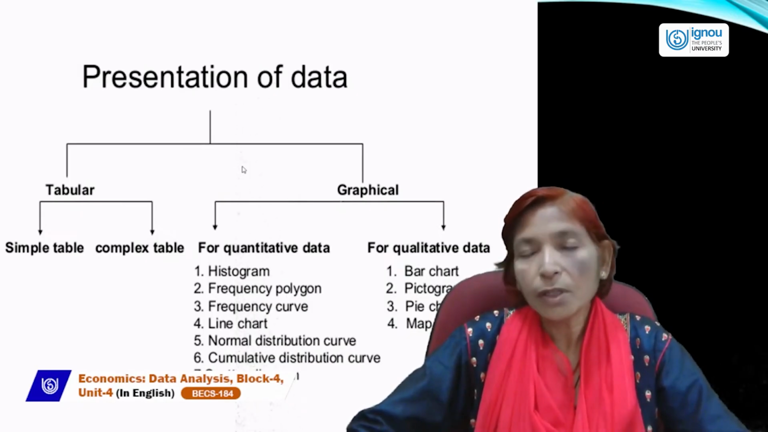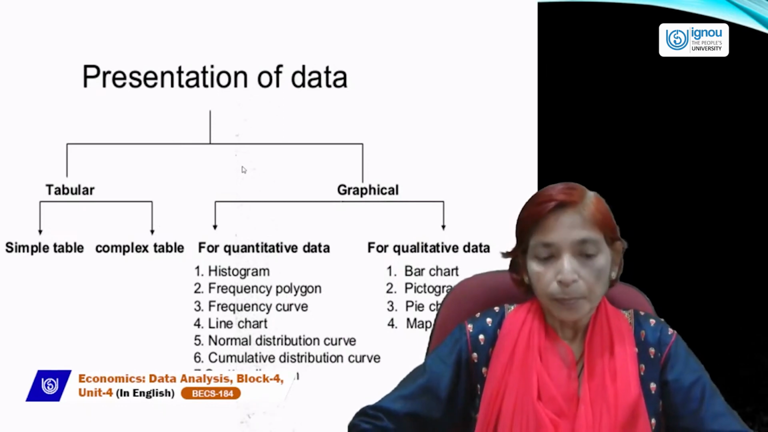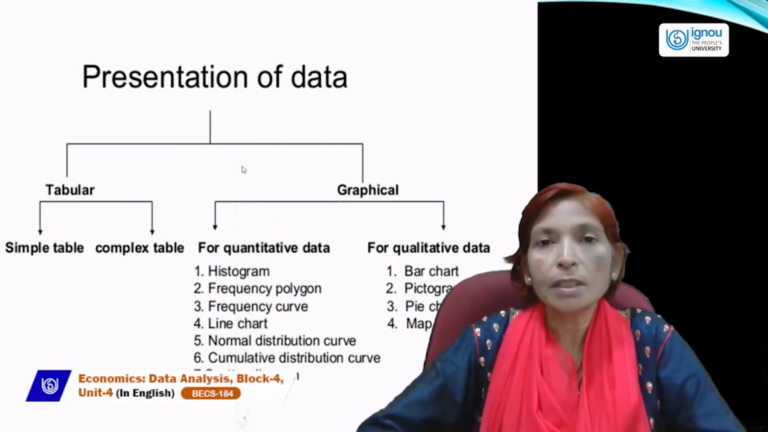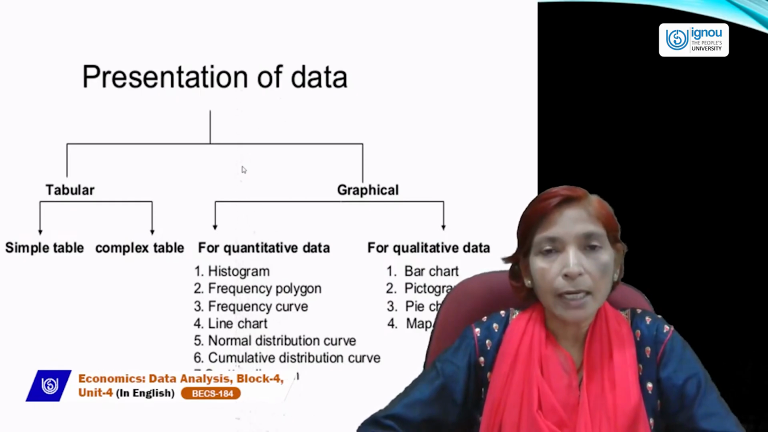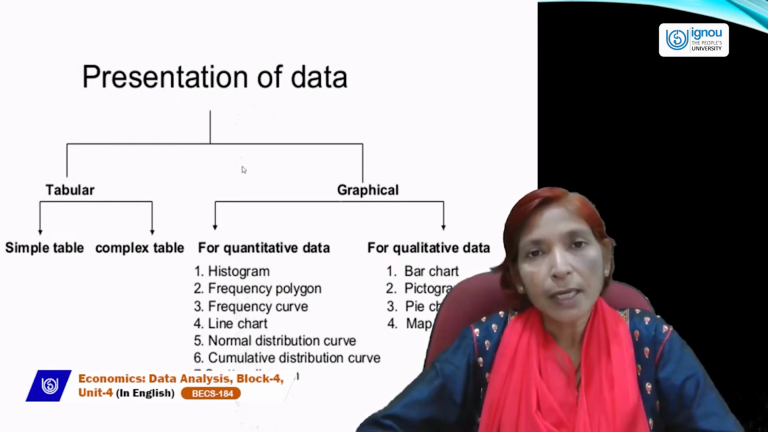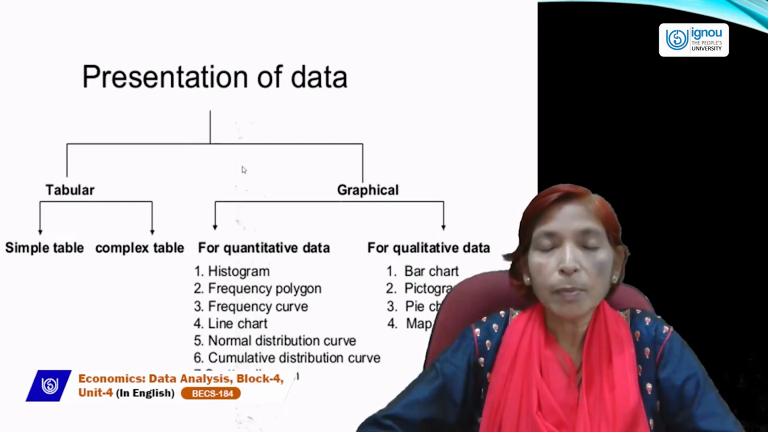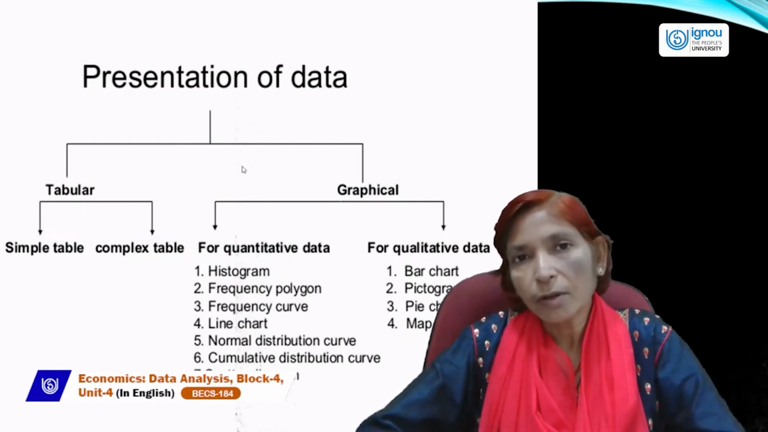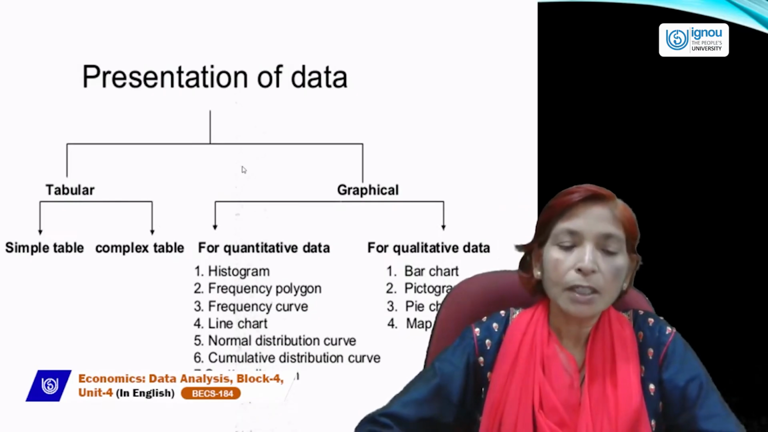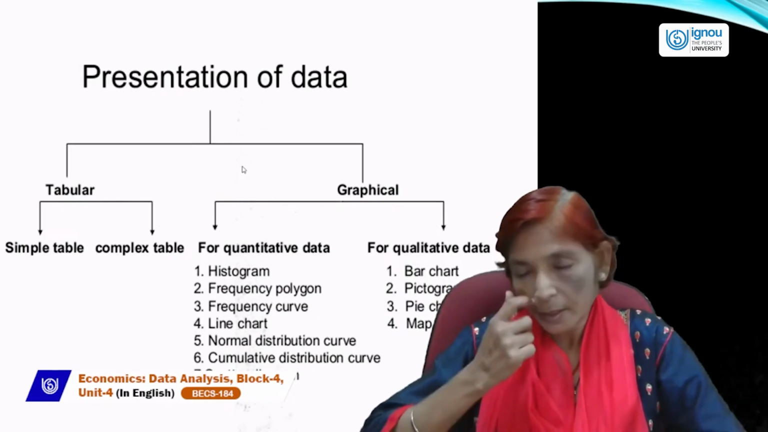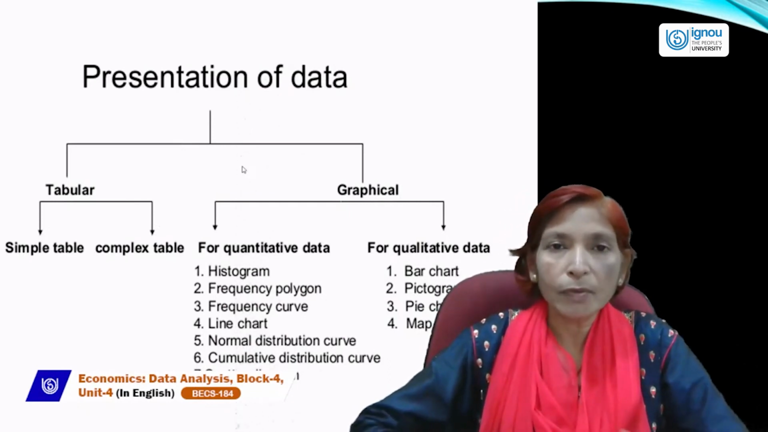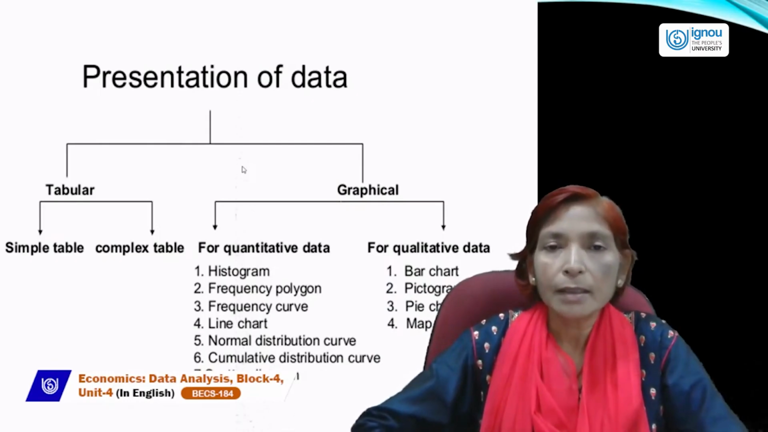Scatter diagram is very helpful to show the relationship between two variables. If we are studying correlation, and if we want to show what type of relationship exists between two variables, it may be positive, negative, perfect positive, perfect negative, or zero. Then we can show this relationship without using a numerical method. We can express the relationship between two variables with the help of a scatter diagram.